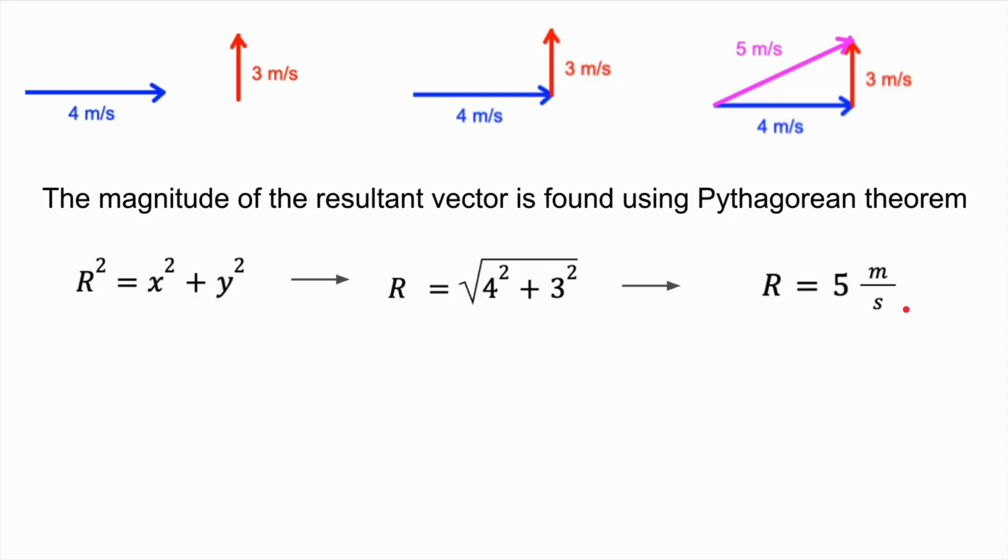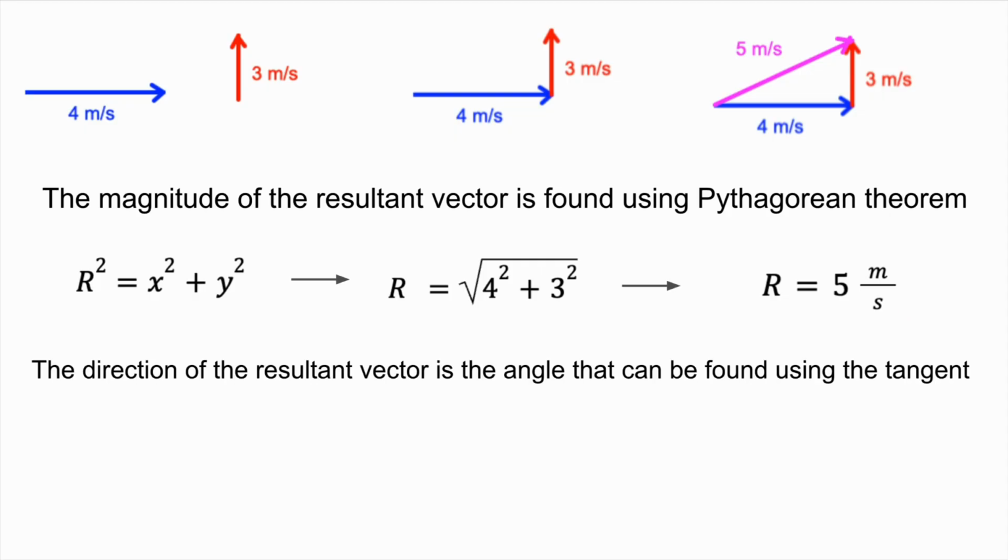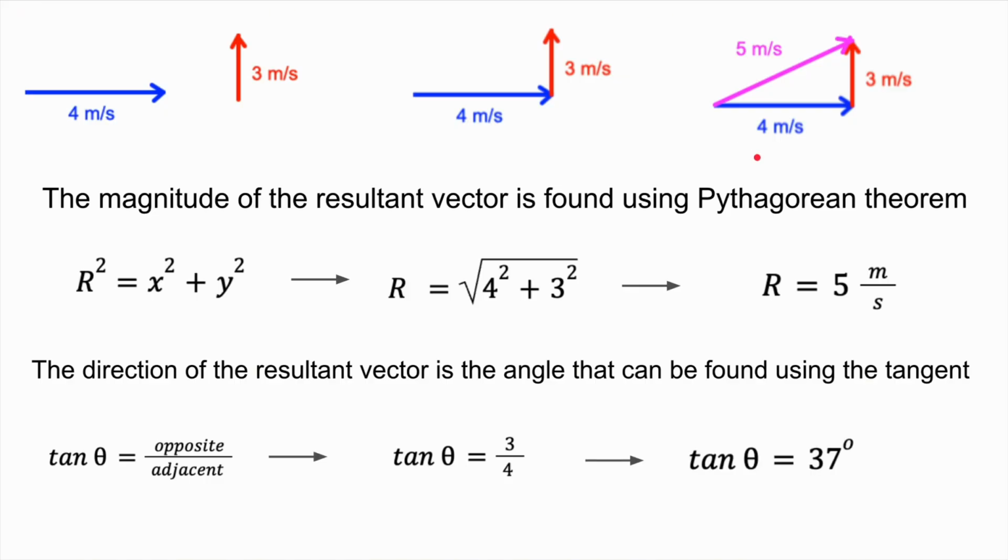There it is. But what about the direction? If I want to find the direction, I can use trigonometry. I remember SOHCAHTOA, and TOA means tangent. If this is my angle here, tangent is opposite over adjacent. So I'm going to say that tangent theta is equal to opposite over adjacent, 3 over 4. And if I take the inverse tangent, I get 37 degrees, which seems reasonable.